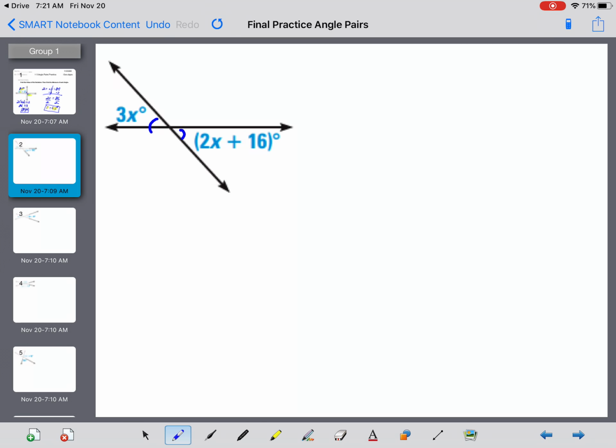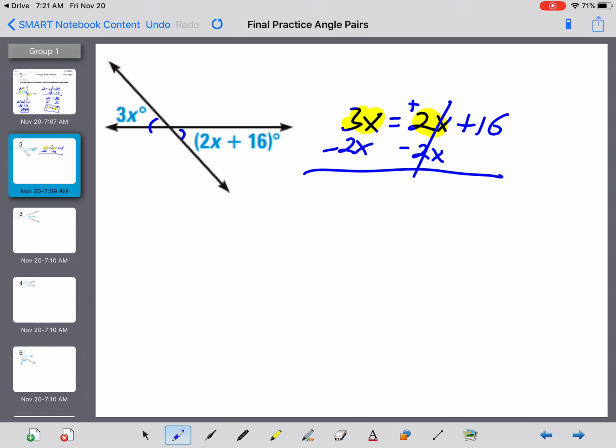We're going to continue with vertical angles here. We have 3x and 2x plus 16. Again, set them equal to each other. Now, I have variables on the left of my equal sign and variables on the right of my equal sign. I need to move one of them to the other side. I always suggest to move the smaller one. I'm going to subtract 2x from both sides. 2x's cancel. 3x minus 2x is x, which equals 16. X is by itself, and so you've solved the equation.